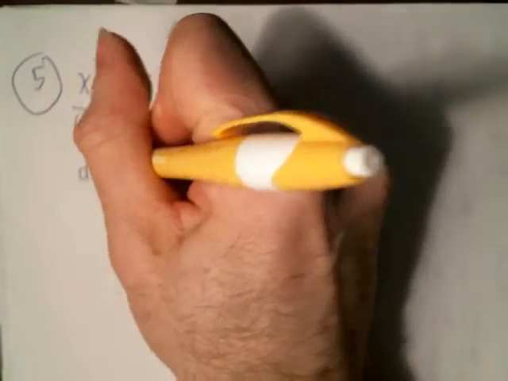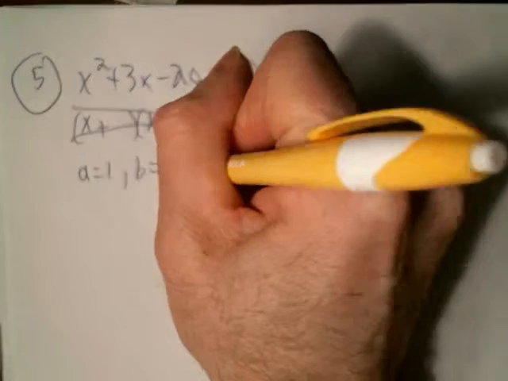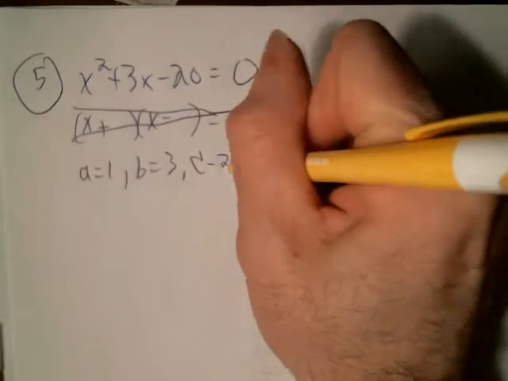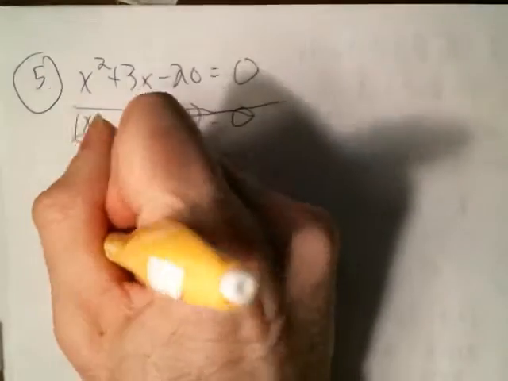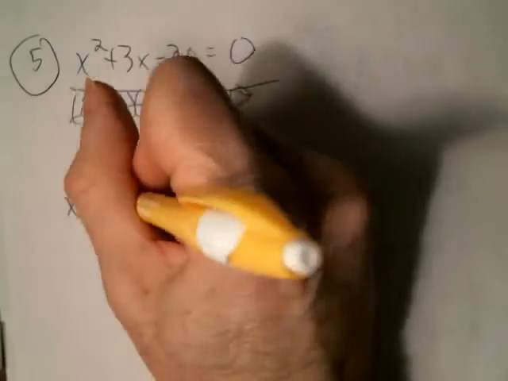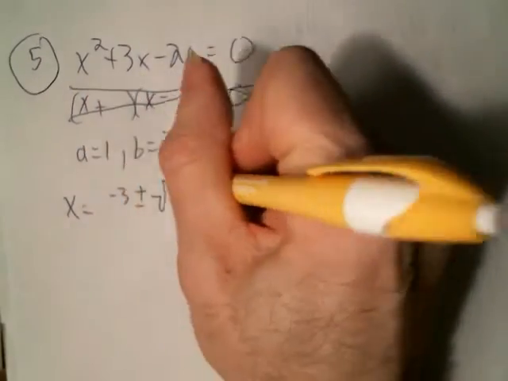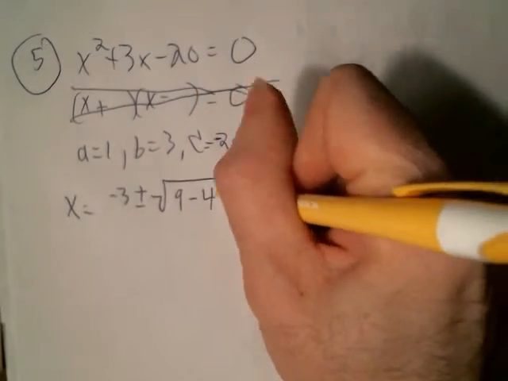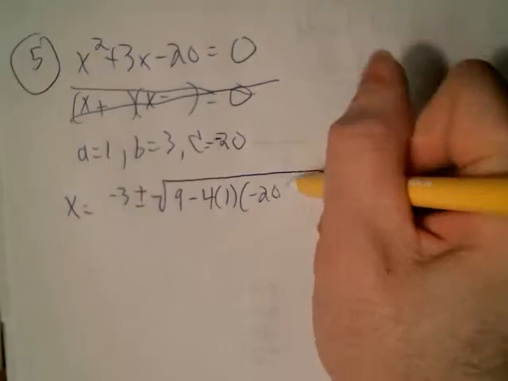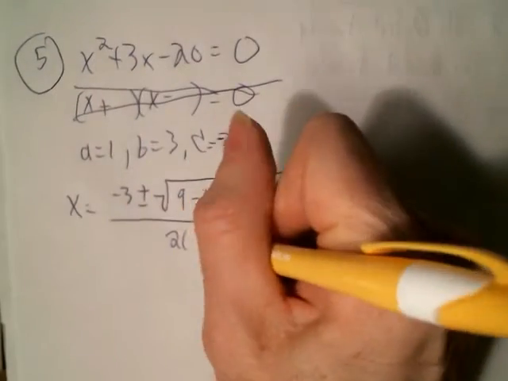So a is 1, b is 3, c is negative 20. I'll go ahead and put those into my formula. x is equal to negative b, so negative 3 plus or minus square root of b squared, 3 squared is 9, minus 4 times a times c, all over 2 times a.